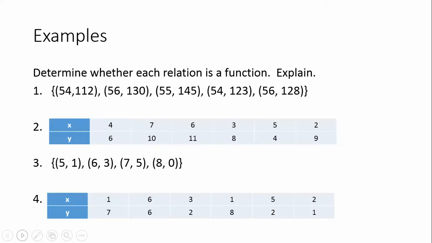Let's look at some examples. There are 4 here and they're kind of scrunched together, but it's pretty quick to pick out if things are functions or not. So determine whether the relation is a function and explain. We have a series of ordered pairs in this set: 54, 112, 56, 130, 55, 145, 54, 123, and 56, 128. And hopefully you can see right away we have domain being repeated in the 54 and the 56, so this is not a function.